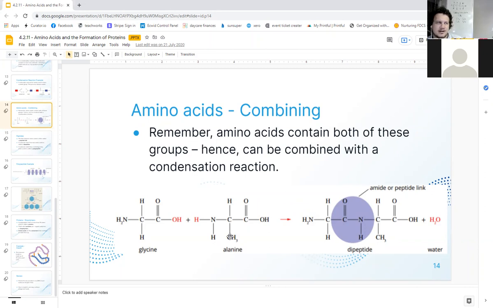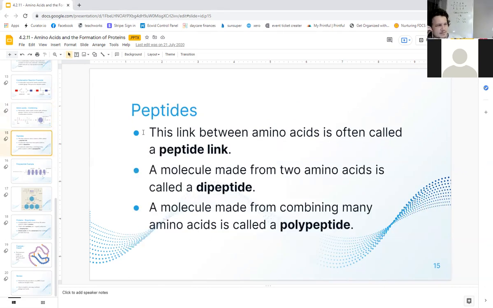So get used to this kind of language. Now we're out of the realms of just learning the theory behind everything. We'll do about 8 questions at the end of enzymes, which should bring all of this stuff together. So peptides. Peptides are small chains of amino acids linked together. 2 amino acids called a dipeptide, fairly self-explanatory. Many is called a polypeptide.